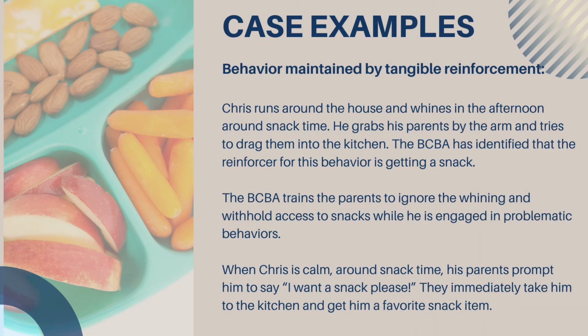And finally, here's an example of functional communication training for a behavior that gains access to things like a snack. In this example, Chris runs around the house and whines in the afternoon around snack time. He grabs his parents by the arm and tries to drag them into the kitchen. Now, the BCBA has identified that the reinforcer for this behavior is getting a snack. So you may have guessed by now that we would want to withhold getting snacks when the problem behavior is occurring. A reasonable replacement might be to teach Chris to ask for a snack. We would want to make sure the whining never produces a snack, but asking consistently does, at least at first, until it becomes well established. Then we can start thinking about gradually introducing tolerance for a denied access.